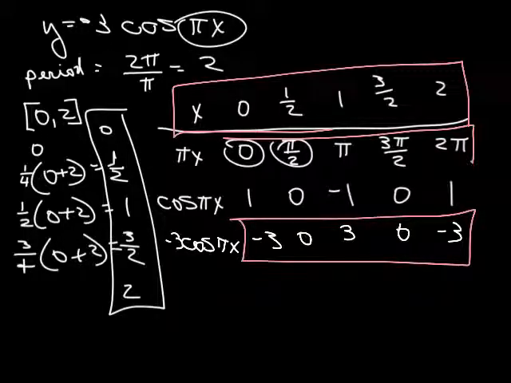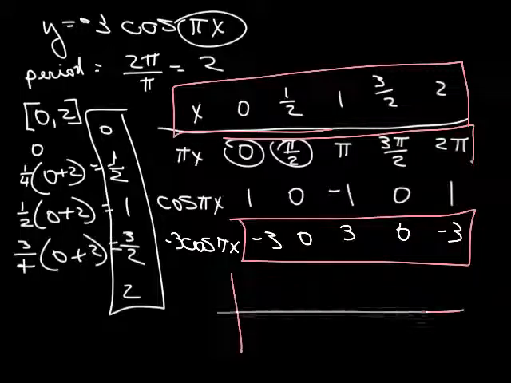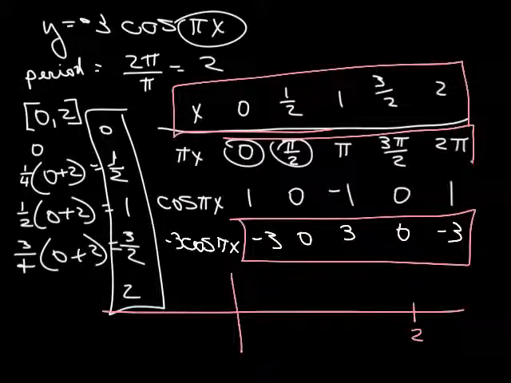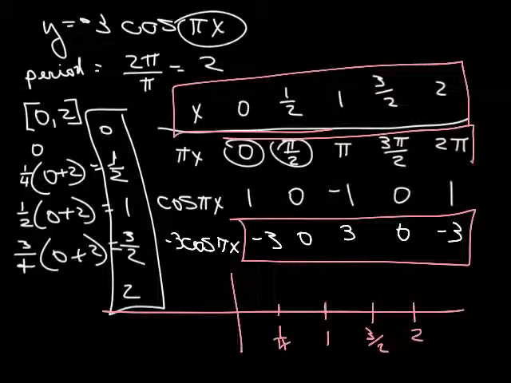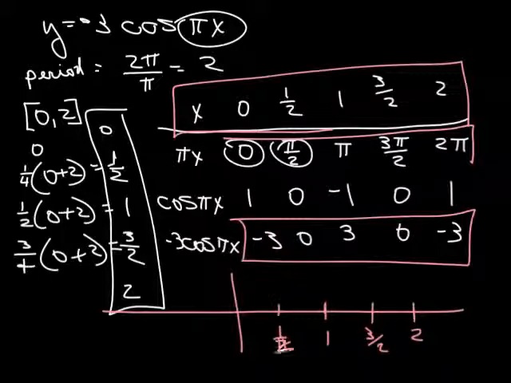So then when I graph this, try to do that down here, my period is at 2, and I've got 1 in my quarter and my 3/4, or 3, yeah. I guess that's supposed to be 1/2, isn't it? And this is 3/2.